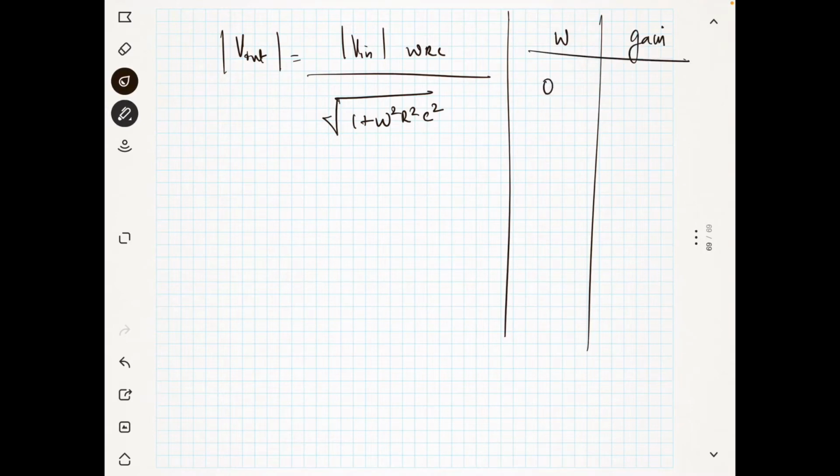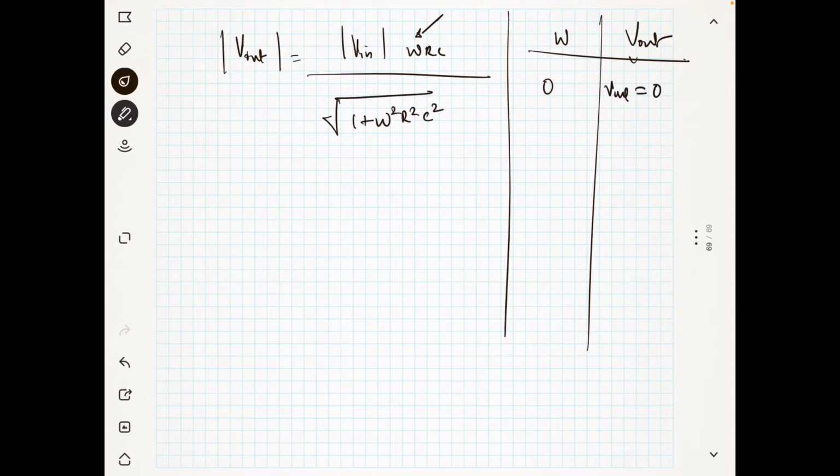At omega equal to 0, the output is equal to 0, because you see there is a term omega here. So 0 into something, the output is equal to 0. Or we can say the gain, V out, is equal to 0.